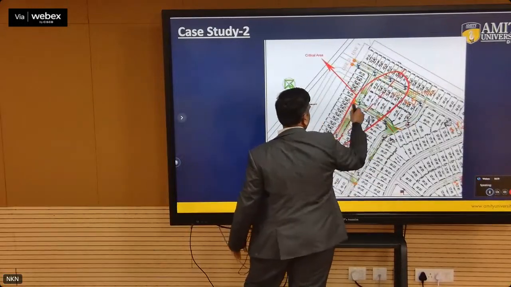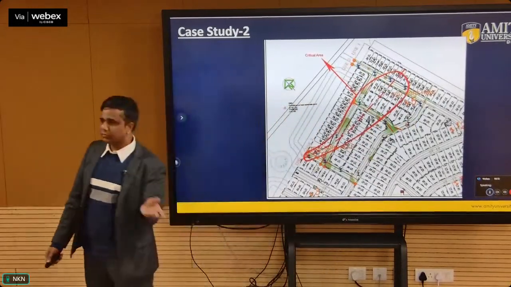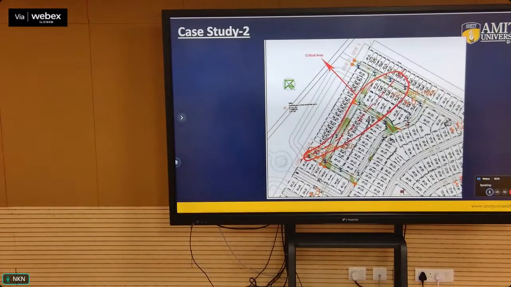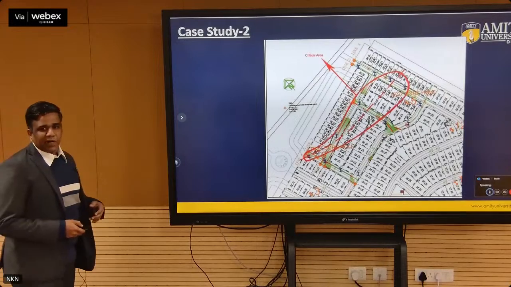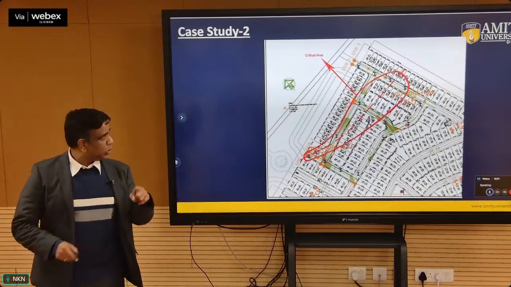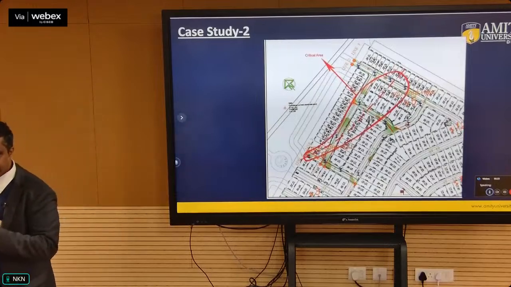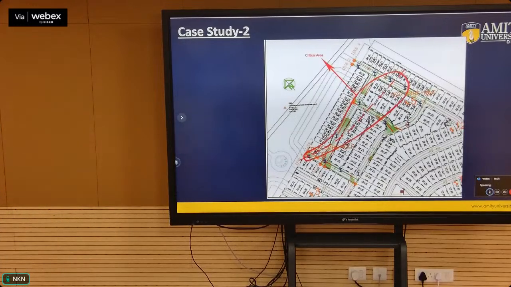Only in this particular area, there are problems. So again, forensic investigation started. When we went to drill the boreholes, before starting, we asked them: when this whole area was developed, give me the data on where different boreholes were drilled.